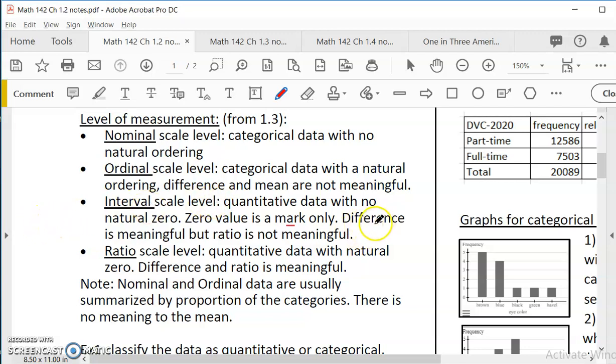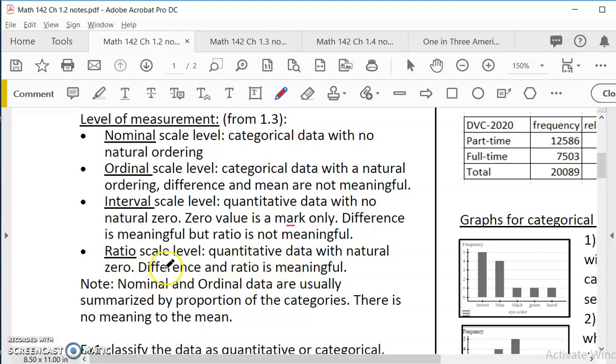So the difference is meaningful, but you cannot say 20 degrees is twice as hot as 10 degrees, right? Ratio, meaning how many times one is bigger than the other, doesn't make sense. Ratio is the most informative measurement. It's quantitative data with a natural zero. So if you say my earning is zero or my saving is zero, that means you don't have money. Difference and ratio are meaningful.